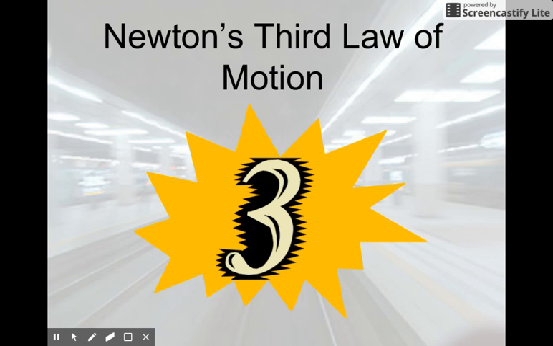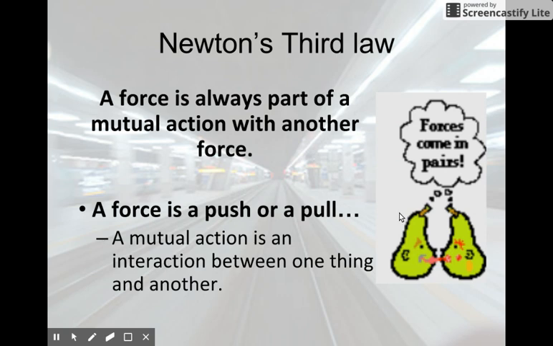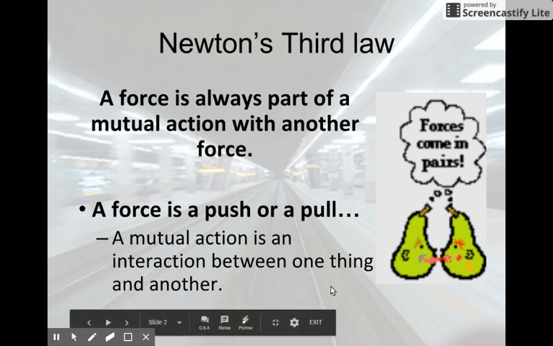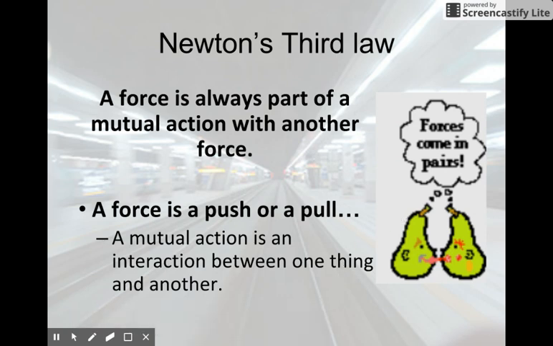The second law was our equation, force equals mass times acceleration. The second law helped us determine how force, mass, and acceleration are related to one another. Today we're going to talk about the third law of motion. Newton's third law states that a force is always part of a mutual action with another force. This means that our forces come in pairs.